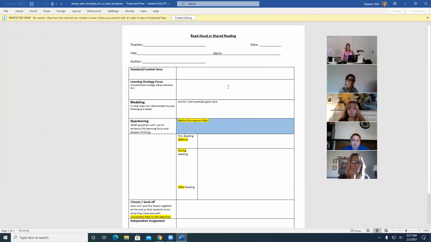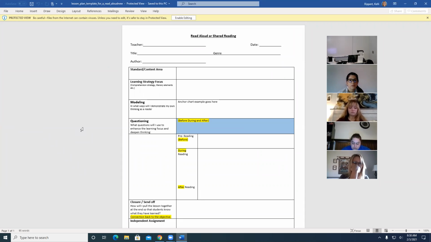So if you take a look here, when you're writing your lesson, these are the things that I'm going to be looking for and that your peers are going to be looking for to give you feedback on. Of course, teacher, that's you. You're the teacher. Your name goes there. The date. Just pick the date you wrote it because it's going to be hard to say I taught this lesson on such and such date because we don't have kids, which is sad. The title of the book, the genre, the author.